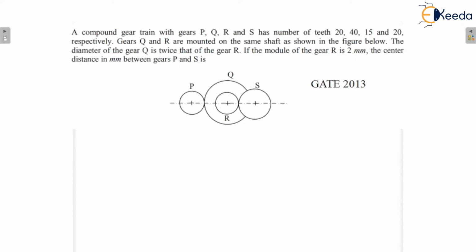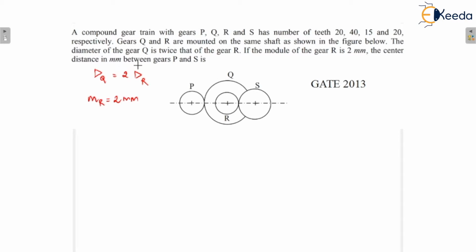The diameter of the gear Q is twice that of R. That means you can see the diameter of gear Q is twice that of R, so I can write here dq equal to 2dr. This is a given condition. If the module of the gear R is 2 mm, so I can write here module of gear R is 2 mm.